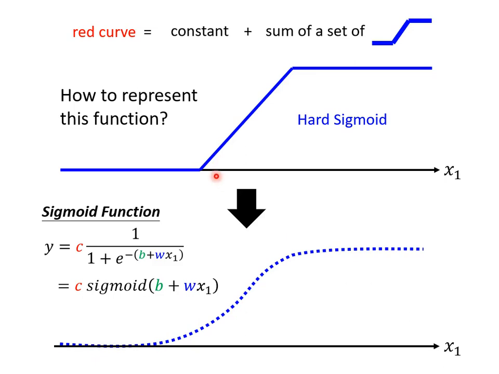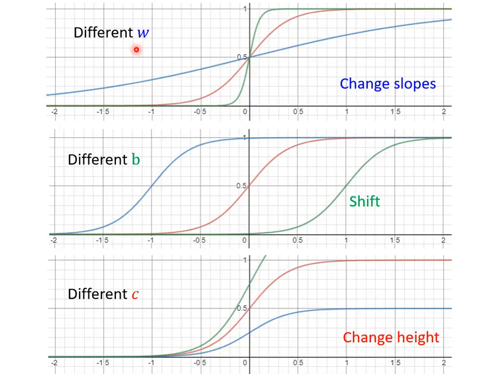For example, what happens if we alter the variable w? The slope changes. More precisely, it changes how steep the slope is. What happens if we alter the variable b? The sigmoid function shifts horizontally, allowing us to move it left and right. What happens if we alter the variable c? The height changes. So, with different values of w, b, and c, you can create different sigmoid functions.